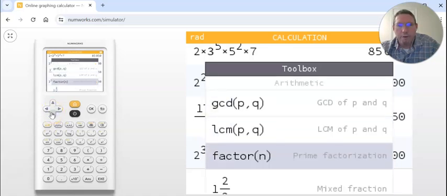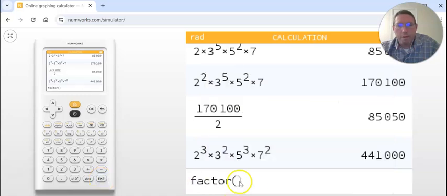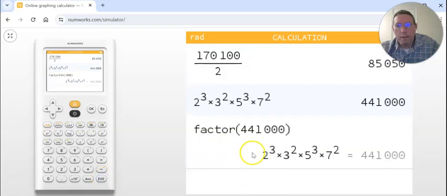And look at this, factor. Do you see where it says factor M? That says prime factorization. This will do the prime factorization of any number. So then I'll hit execute, and now it says factor. Well, I want to factor this number, 441,000. 441, 1, 2, 3. And once I hit enter, watch this, totally cool. Look at this. 2 to the 3rd times 3 squared times 5 to the 3rd times 7 squared. It's the exact same thing.